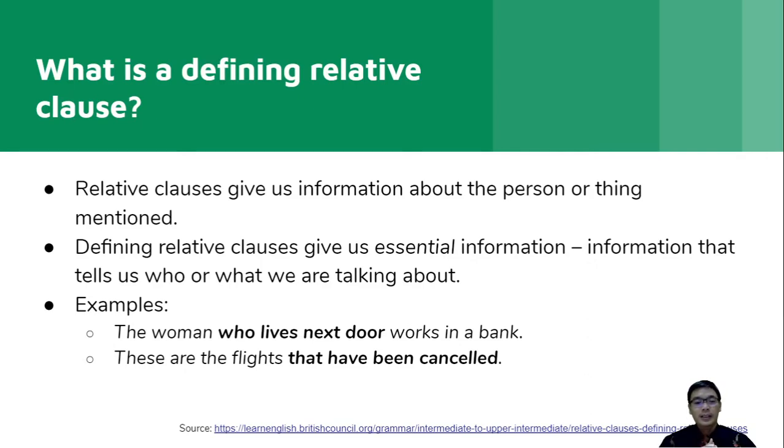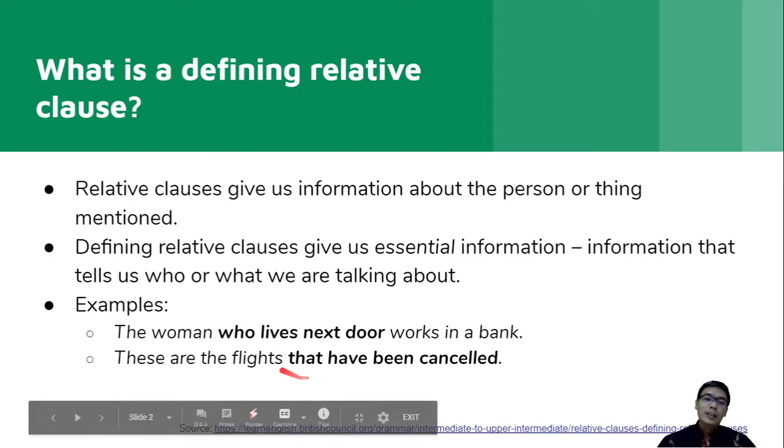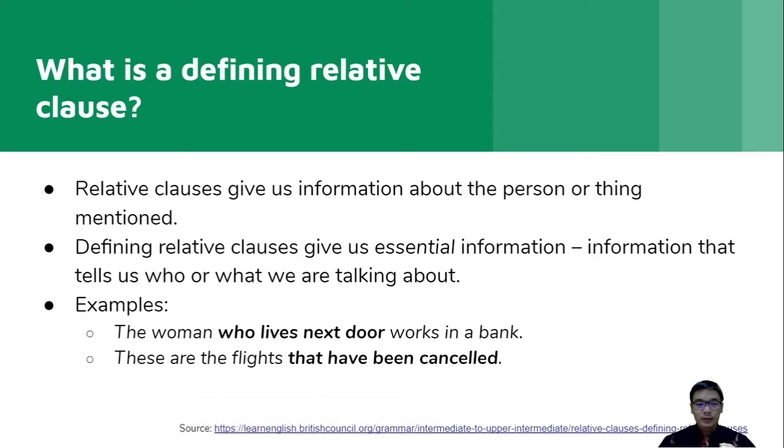Let's take a look at the examples. The woman who lives next door works in a bank. So the clause who lives next door is what we call a defining relative clause. Why do we need to put the defining relative clause there? Remember, the function is to give us essential information.